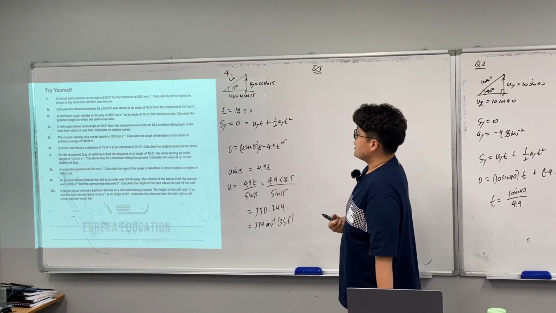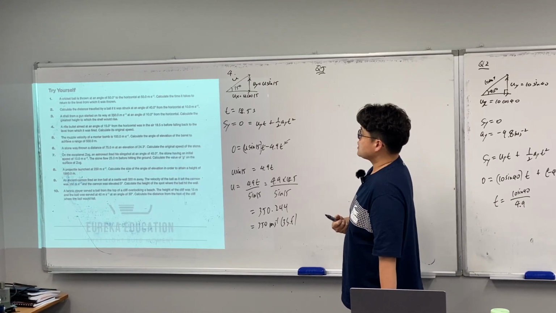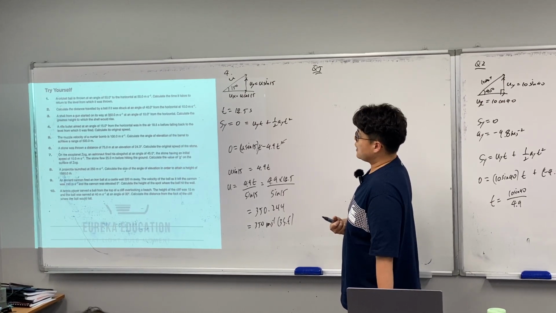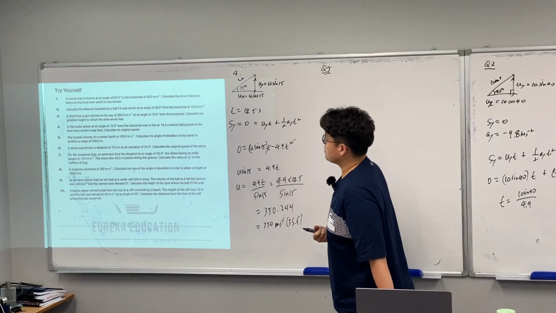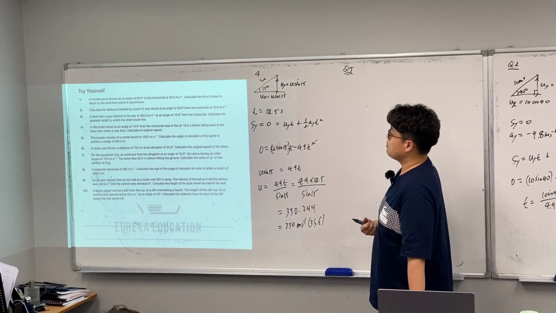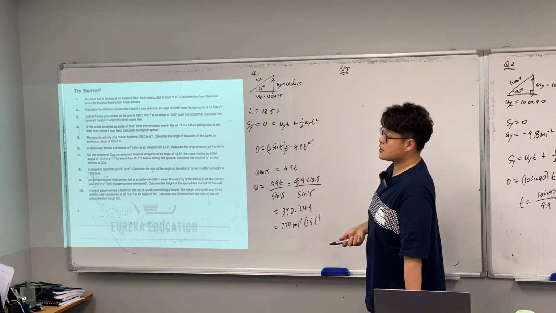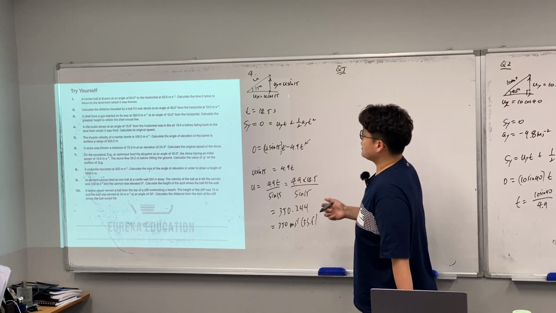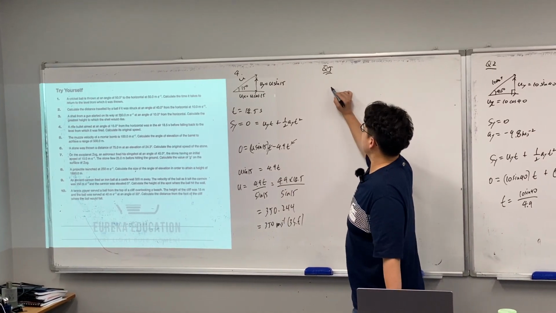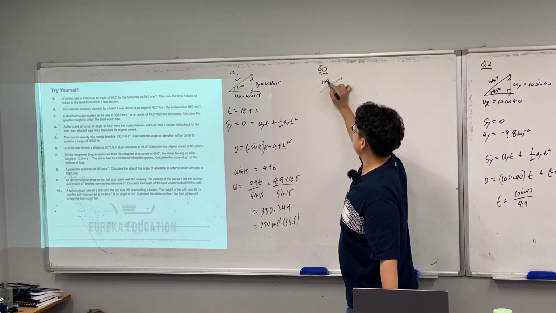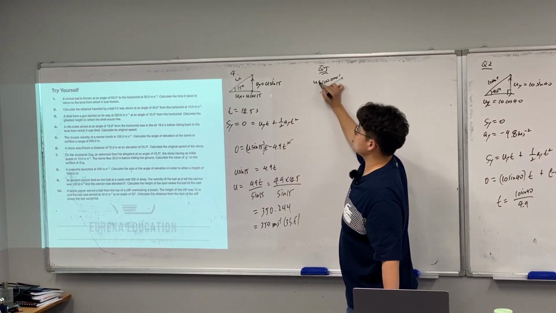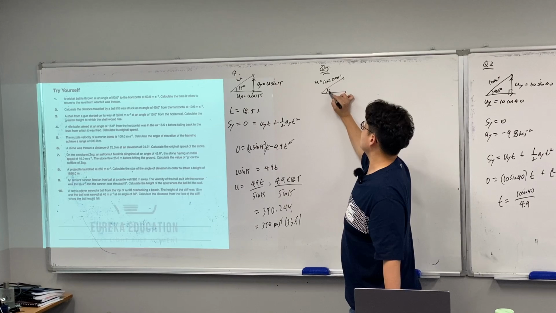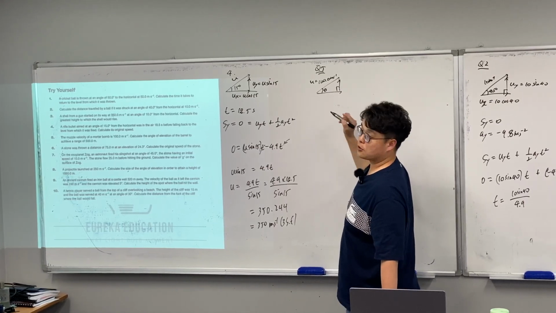5. The muzzle velocity of the mortar bomb is 100 meters per second. Calculate the angle of elevation of the barrel to achieve a range of 500 meters. So, again, let's draw that too. We have the velocity of the bomb given as 100.0 meters per second. That's u. And we don't know the angle, so leave that as theta, in the right angle triangle like this.